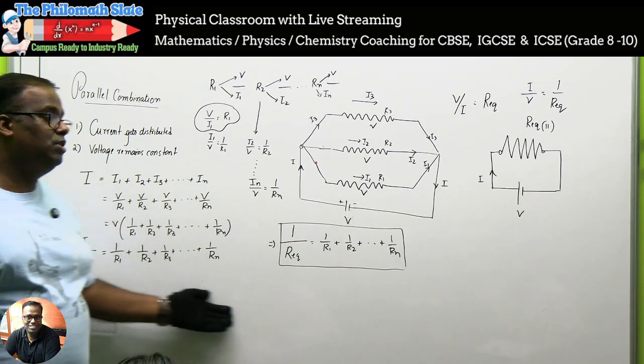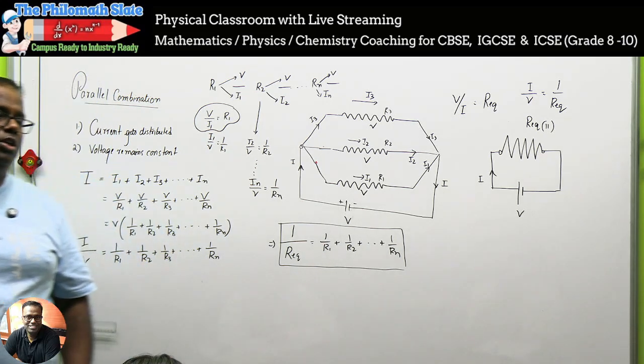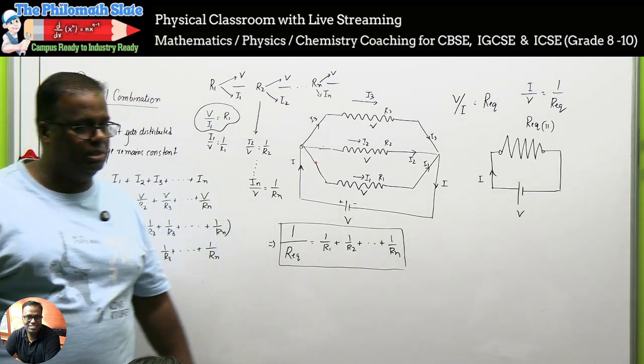In parallel, it will always be 1 upon Req. 1 upon Req equal to 1 by R1 plus 1 by R2 plus 1. ठीक है?